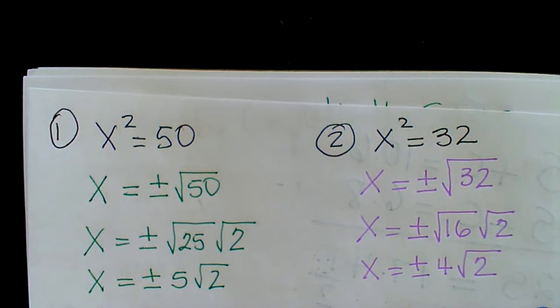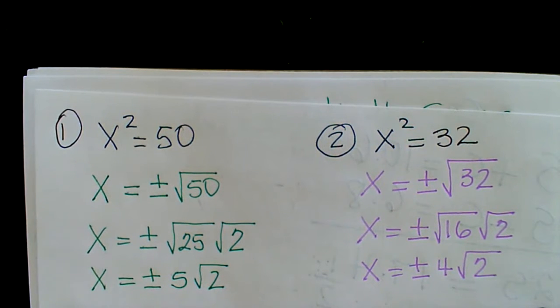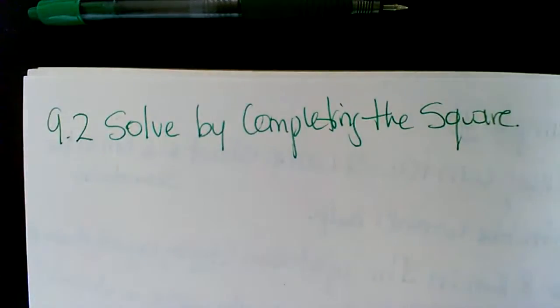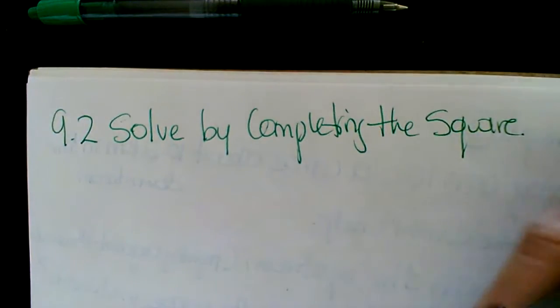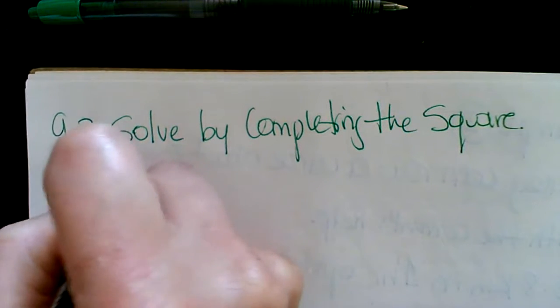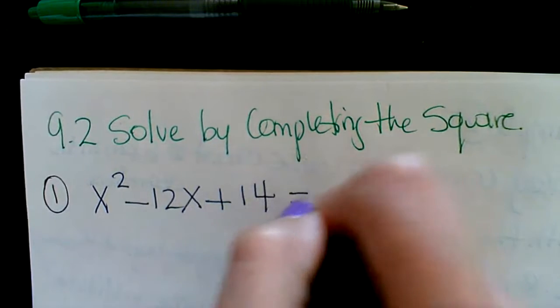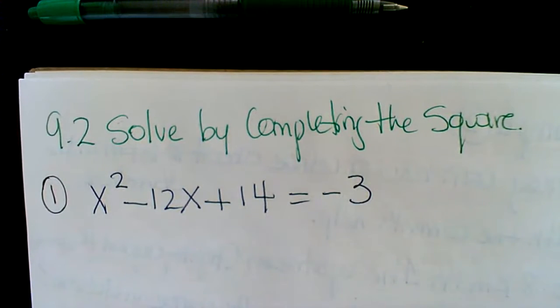Okay, and completing the square is used for solving quadratic equations that cannot be solved with the square root property or the zero factor property. So, let me give you an example. We're going to work an example. We have x squared minus 12x plus 14 equals -3.